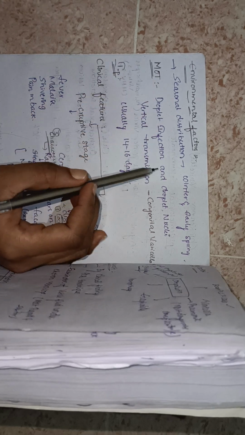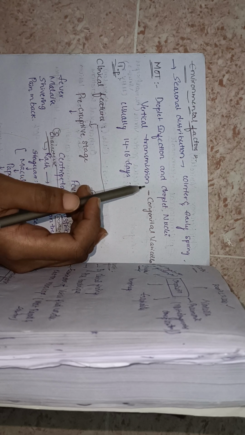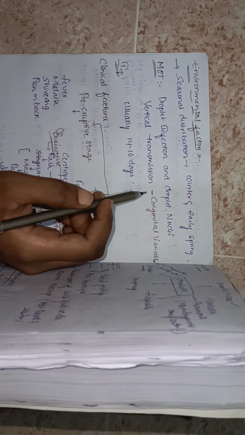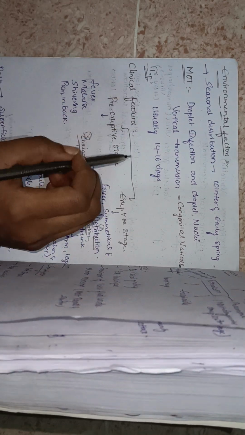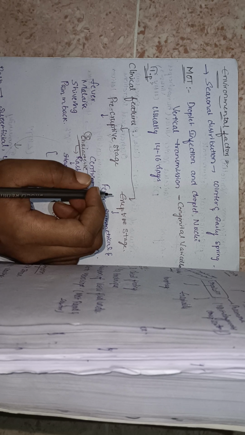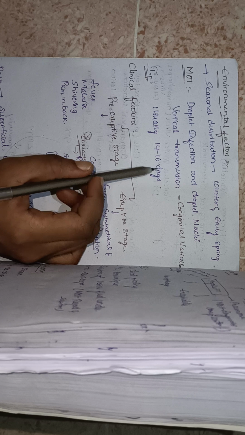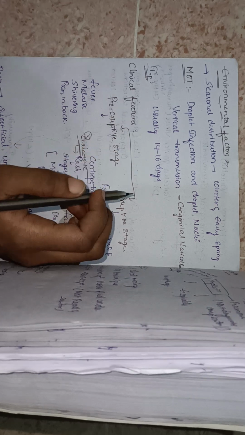What is the mode of transmission? Droplet infection and droplet nuclei, and vertical transmission also occurs. I also discussed congenital varicella syndrome, which is vertical transmission. Next comes the incubation period. These are very important incubation periods for each communicable disease. For chickenpox, the incubation period is 14 to 16 days.